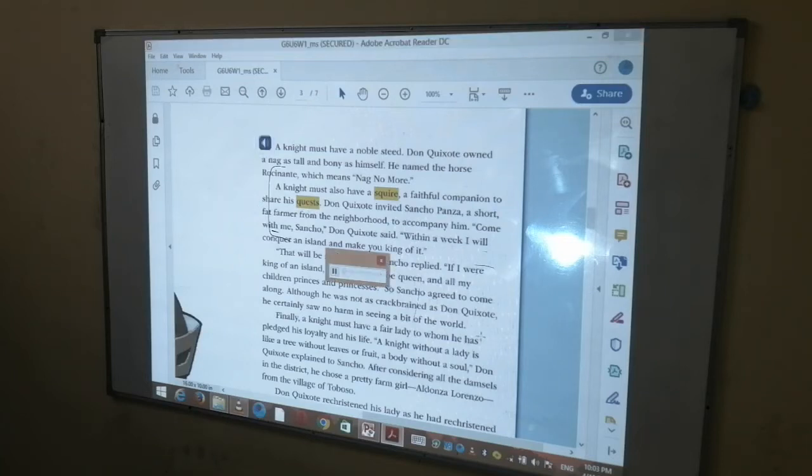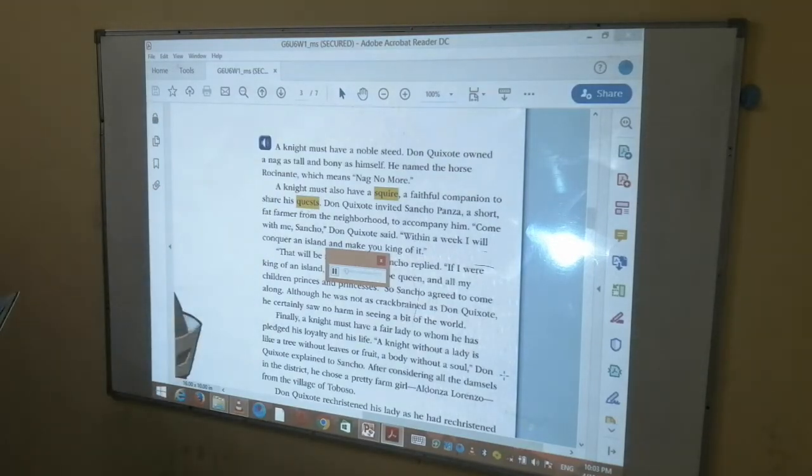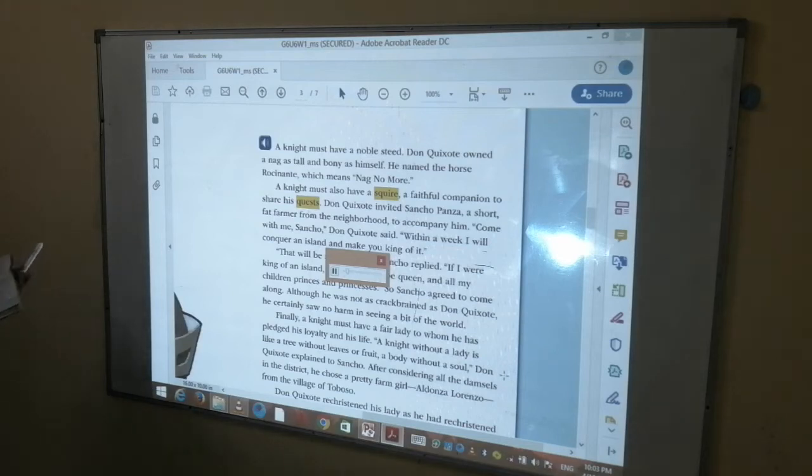A knight must have a noble steed. Don Quixote owned a nag as tall and bony as himself. He named the horse Rocinante, which means nag no more. A knight must also have a squire.